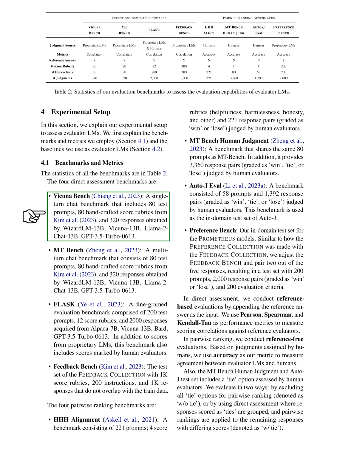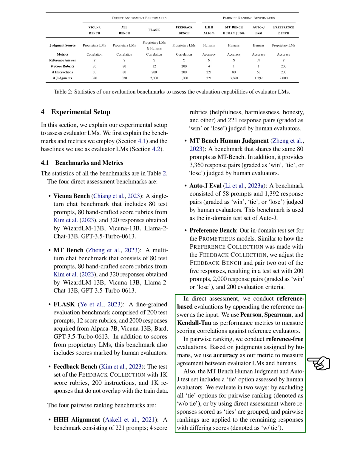These benchmarks include test prompts, score rubrics, and responses from various models like WizardLM 13B and GPT-3.5 Turbo 0613. Additionally, we have pairwise ranking benchmarks like HHH Alignment and Auto-J Eval, where response pairs are judged by human evaluators.